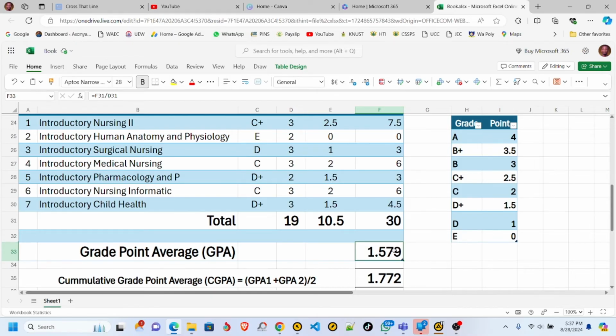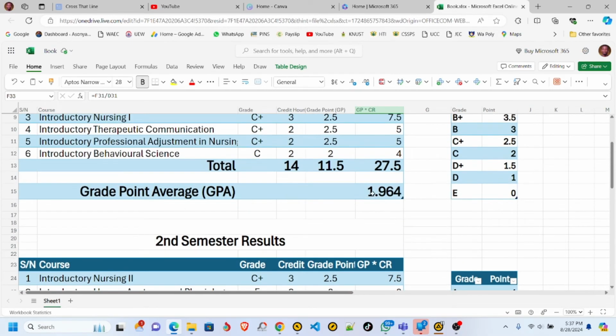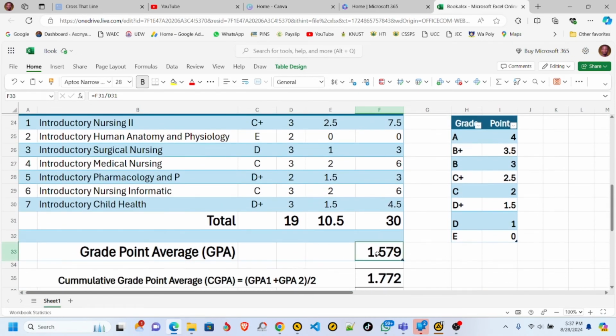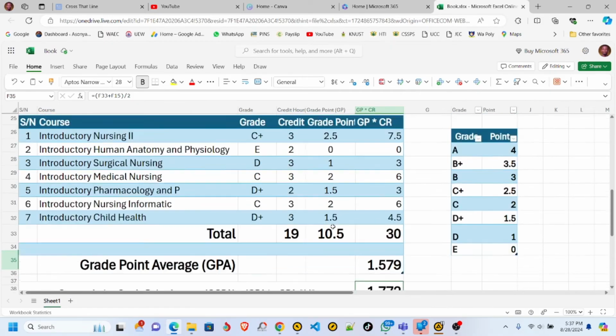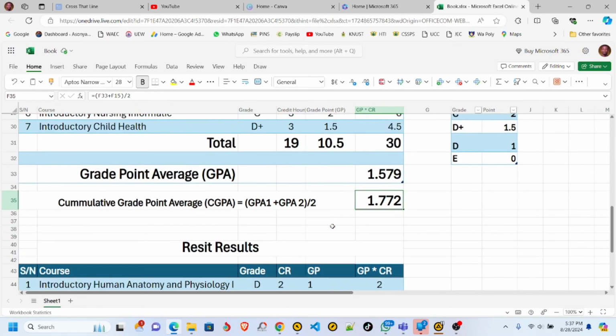Now that's for 2 semesters, and that's for 1 academic year. So to get the cumulative grade point average, you need to take the first semester's grade point, add it to the second semester's grade point, and then divide it by 2. That is GPA 1 plus GPA 2 divided by 2, and this is what you get. So let's say for that particular academic year, this is what the person had: 1.772, so approximately 1.8.